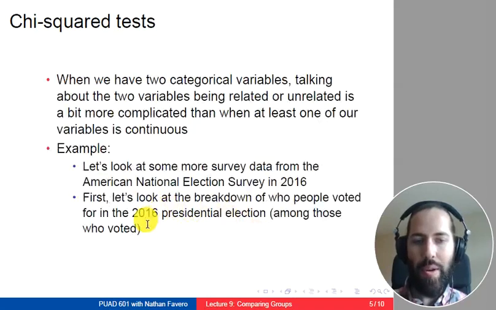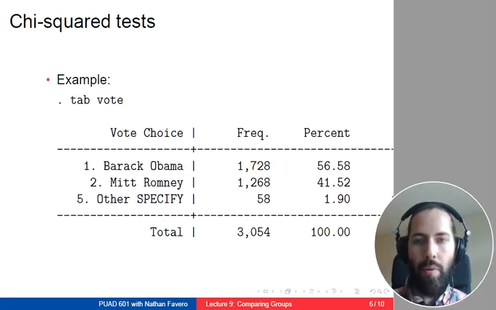I see there's a typo here. I said 2016. This should be 2012. So this is the basic tab of how people voted. So you can see that the majority of people say that they voted for Barack Obama, but a sizable number said that they voted for Mitt Romney, and about 2% said they voted for other.